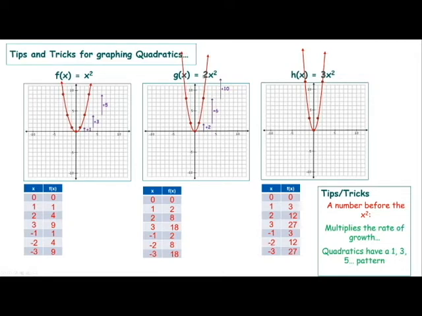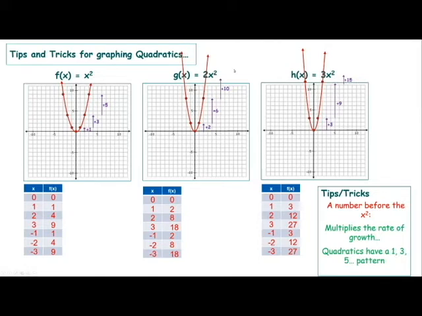This acts as a multiplier on how fast your graph grows. So if I have a 3 in front, instead of growing 1, 3, 5, I'm going to triple that. I'm going to go 3. 3 times 3 means 9. 3 times 5 makes 15. Changing the number in front multiplies that rate of growth, or that 1, 3, 5 pattern, by whatever that number is.